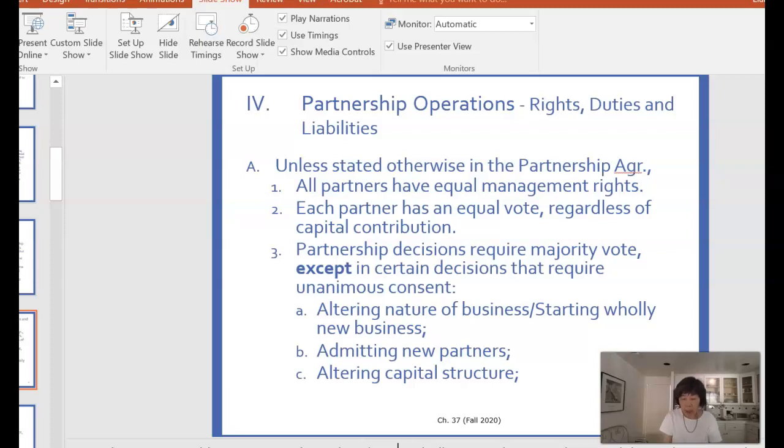Now, what sort of decisions require unanimous consent or agreement of the partners? Well, if the partners want to alter the nature of the business or start a whole new type of business, if they want to bring in a new partner, they want to alter the capital structure, those would be cases as well that would require full consent of the partners.